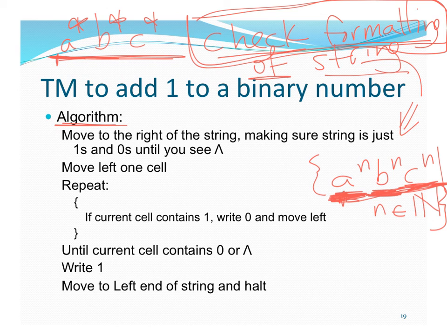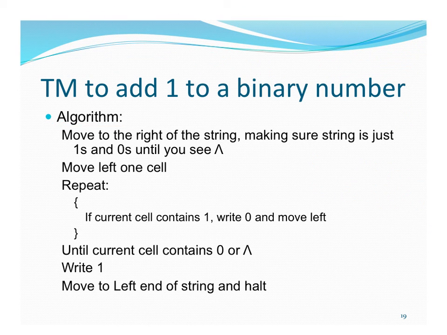All right, so let's clean this up. There we go, and let's start again. So here's my algorithm to add 1 to a binary number. First thing I'm going to do is move to the right, making sure the string is just 1s and 0s until I see a lambda. After that, I'm going to move to the left one cell.